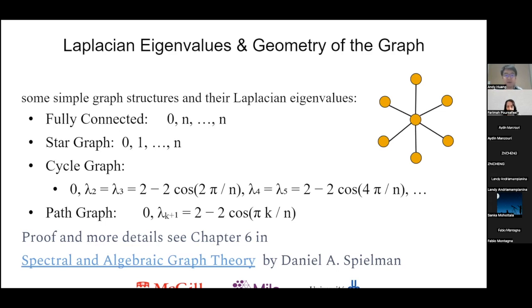And then if you have a star graph, which is what we see on the right, then besides the central node, which is connected to everybody in the star graph, all the other nodes have only one edge. So the eigenvalues of the star graph will have a 0, which is one connected component, then a bunch of ones, which represent the nodes that have one edge, and then one n, which is the hub node, or the central node, in the star graph. And then you also have the cycle graph and the path graph. You can find more in the spectral graph theory textbook by Daniel Spielman if you're interested.